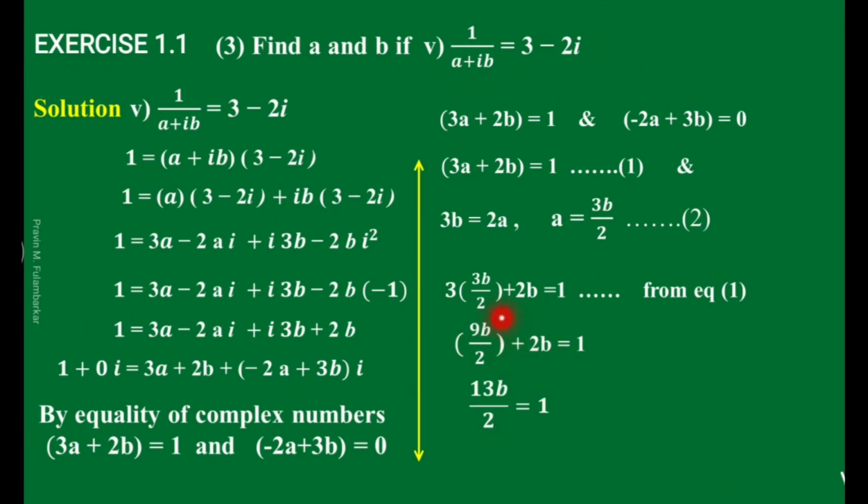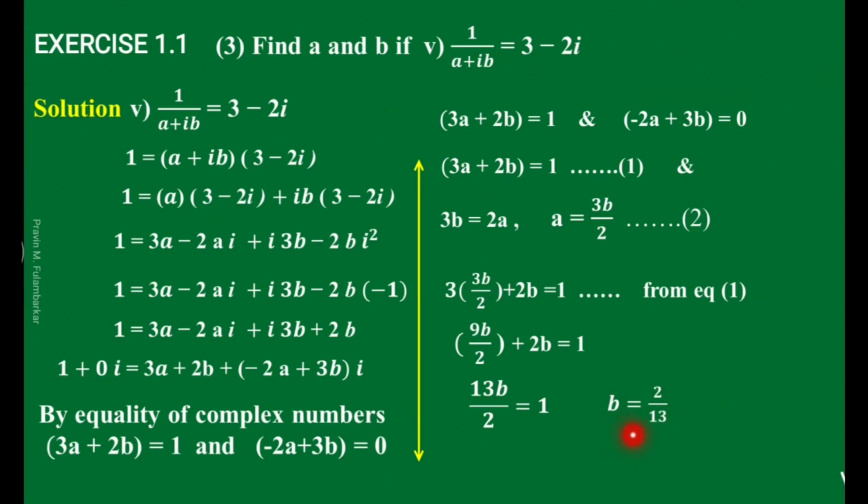or you can directly cross multiply this. 9 plus 2 into 2 is 4. 9 plus 4 is 13. So we write 13b by 2. That means we get the value of b equals 2 by 13. So we get b equals 2 by 13.